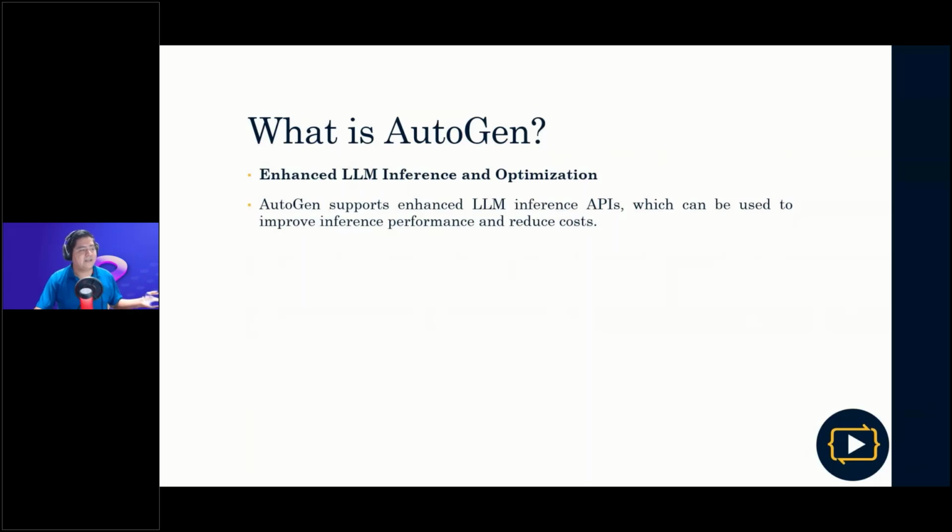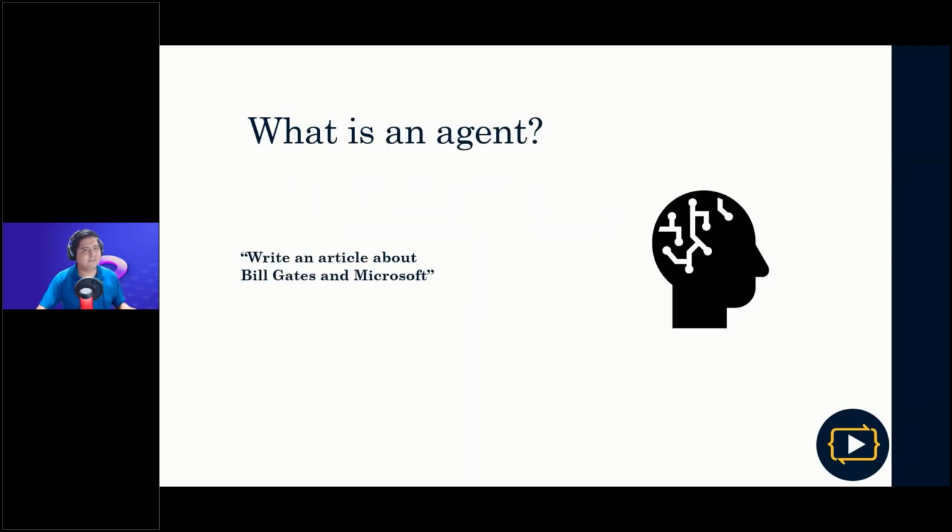And basically, you have enhanced LLM inference and optimizations because AutoGen supports enhanced LLM inference APIs, which can be used to improve inference performance and reduce cost, because you can use some paid models, like, for example, Azure OpenAI or the models from OpenAI, but you can also use some local models if you want to use them, for example, Llama or other similar LLMs.